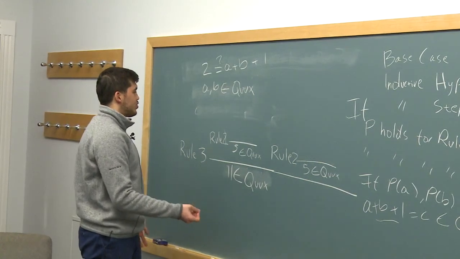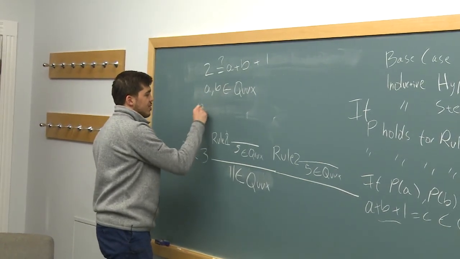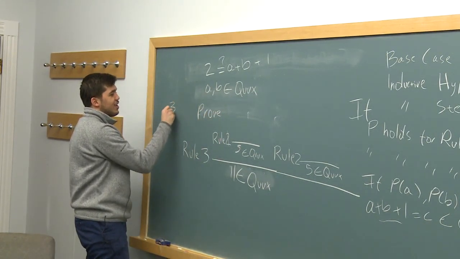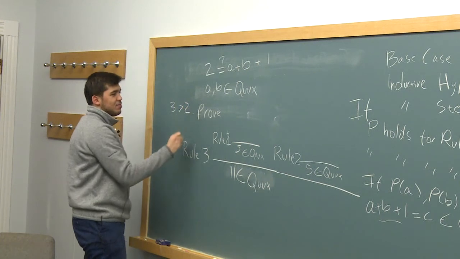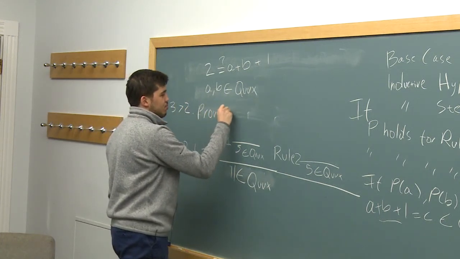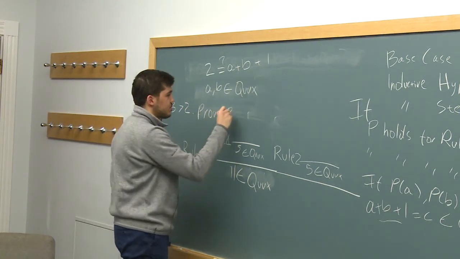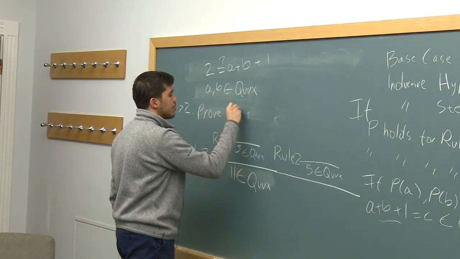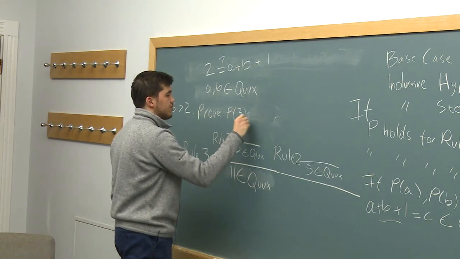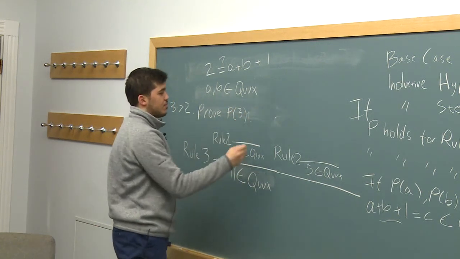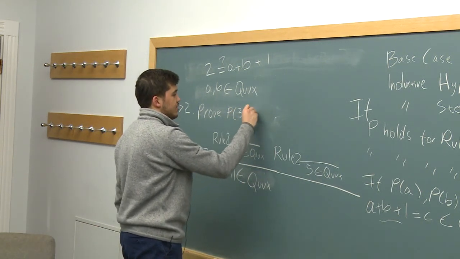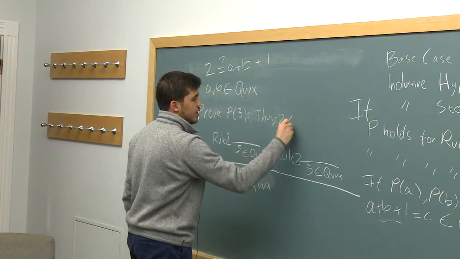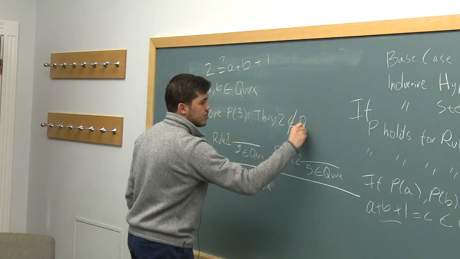So we just need to prove. Here our reasoning goes like this. 3 is greater than 2. Prove the property holds for 3. And then as a result, thus, 2 cannot be a member of the set Qs.